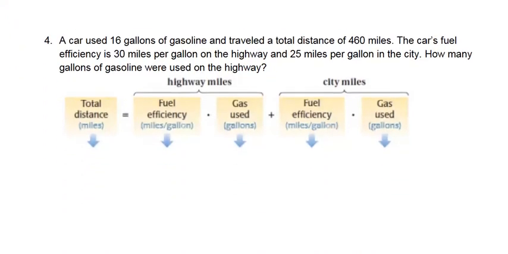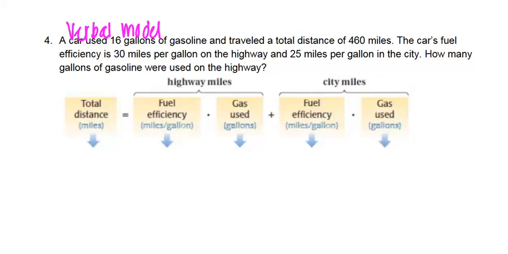Number 4 says a car used 16 gallons of gasoline and traveled a total distance of 460 miles. The car's fuel efficiency is 30 miles per gallon on the highway and 25 miles per gallon in the city. How many gallons of gasoline were used on the highway? One thing that's really nice about this problem is that we're given a verbal model.